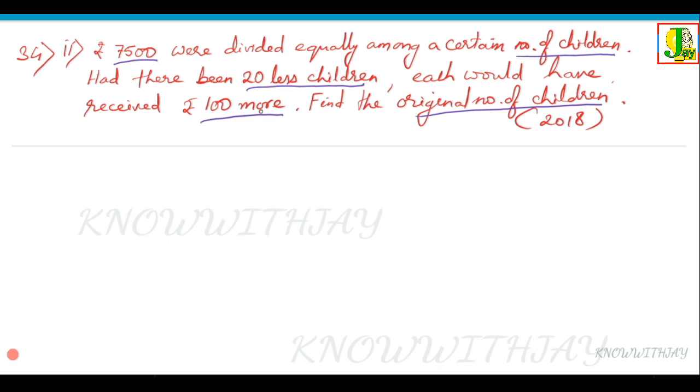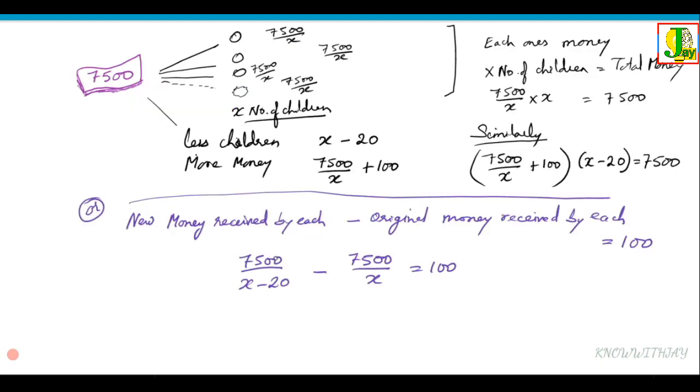Let us try to understand this with this figure. If we have 7,500 rupees to be distributed among, say, x number of children, number 1, number 2, number 3, like that, how much would each child get? They would get 7,500 divided by x. Suppose we had 2 children, it would be divided by 2. So if we have x children, it is divided by x. Each one gets 7,500 divided by x. This is the amount each one gets.